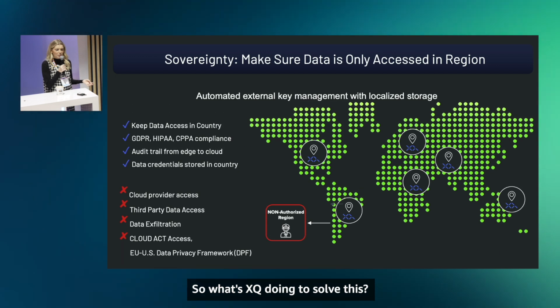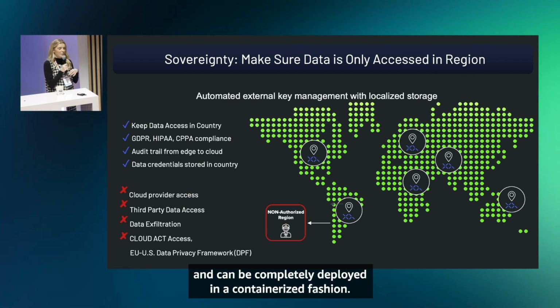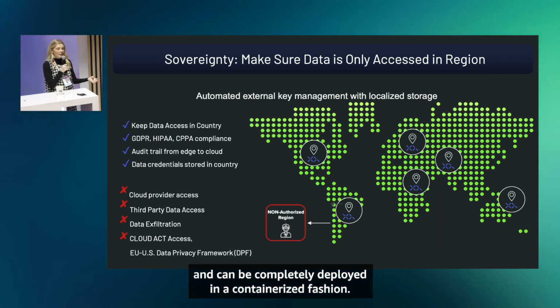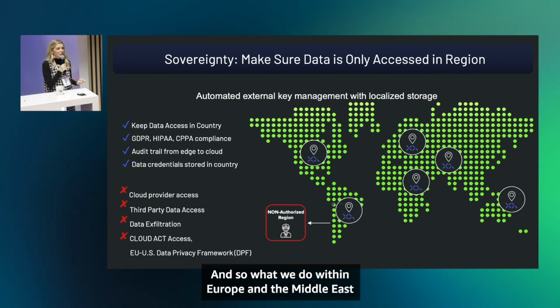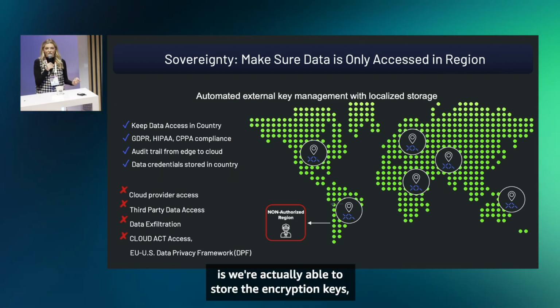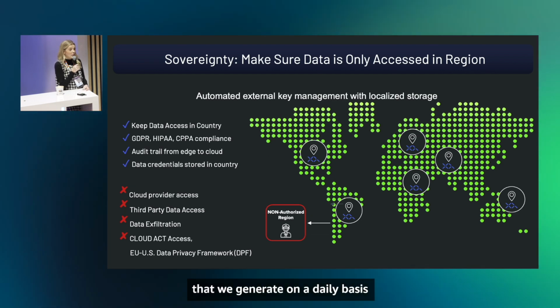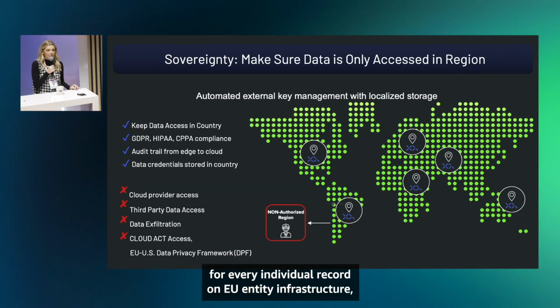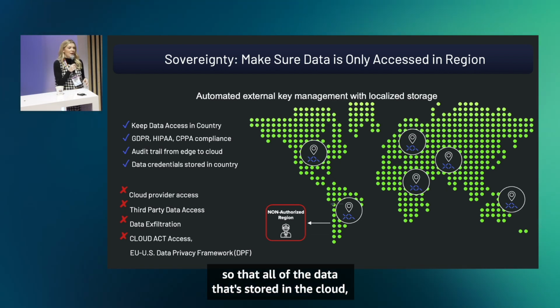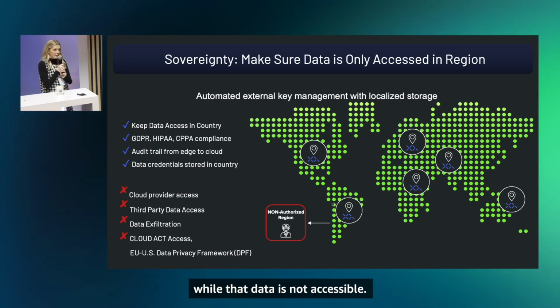So what's XQ doing to solve this? Our entire backend is stored in nodes and can be completely deployed in a containerized fashion. Within Europe and the Middle East and some other countries where this is a massive concern, we're able to store the encryption keys, the millions to billions of keys that we generate on a daily basis for every individual record, on EU entity infrastructure, so that all of the data that's stored in the cloud is not accessible.